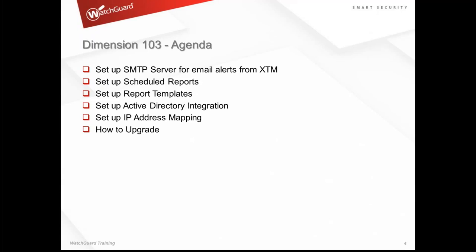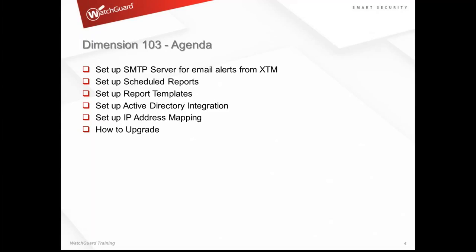So today we're going to talk about some more management sides. This is going to wrap up the Dimension 103 series. We're going to talk about how to set up the SMTP server for email alerts from the firewall. We're going to talk about how to set up those scheduled reports, how to maybe set up individual report templates. Maybe some of you have needs for different firewalls to have different personalities on the reports. Certainly we can do all that and much more.